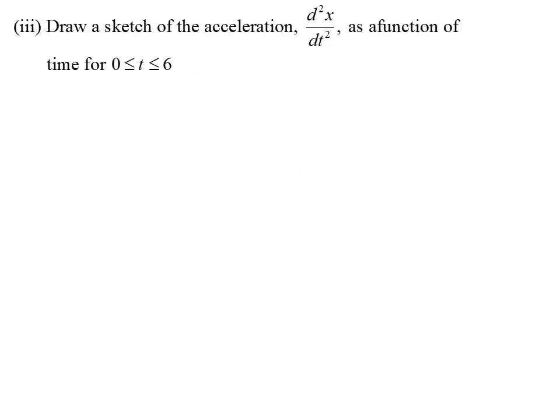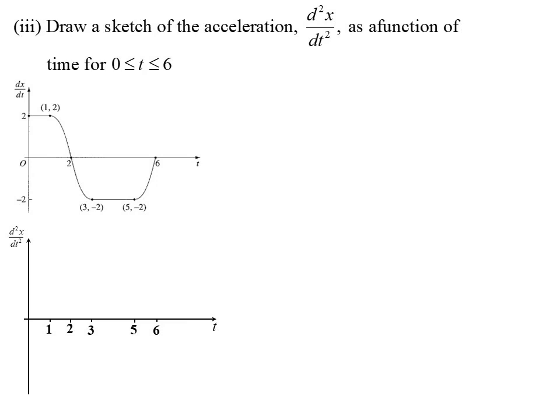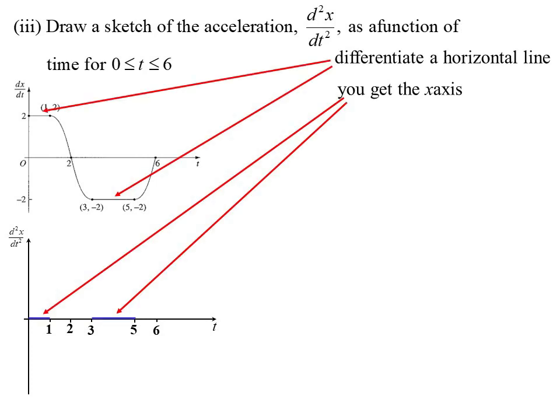Draw a sketch of the acceleration curve. Okay, there's our velocity curve. We'll put the acceleration one underneath. Again, I've labelled in key points for t here. Let's see what we can do. Well, we've got some horizontal lines. And we know that when we differentiate a horizontal line, we'll get the axis. There's 2 little pieces of our curve I can put in. We just got the axis on those ones.